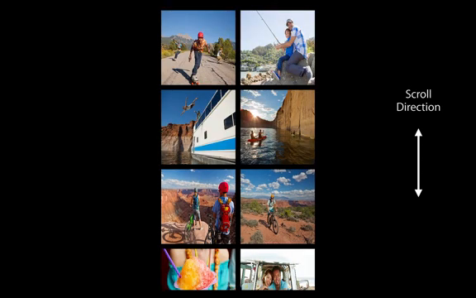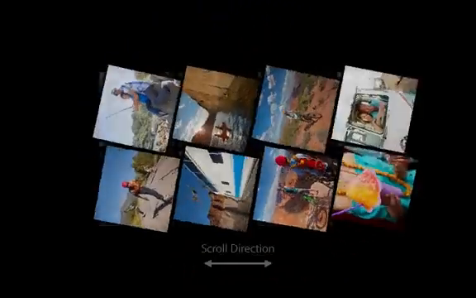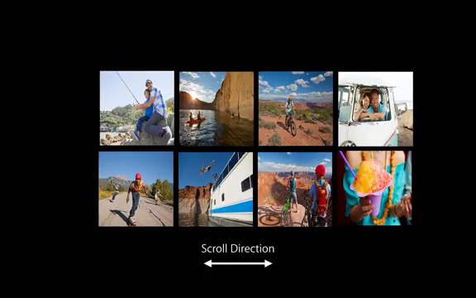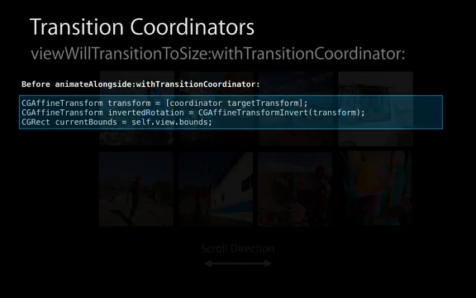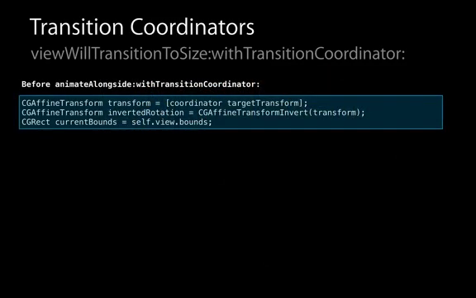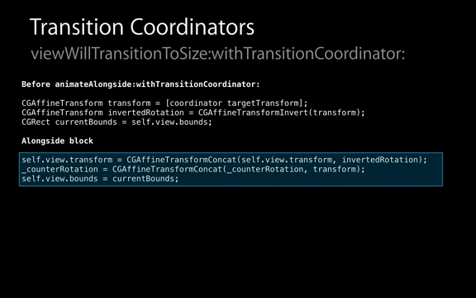Maybe I don't want the collection view controller's view to rotate at all, and I want to apply the counter transform on each of the cells. Something like that. So this would be a great time to use view will transition to size. And let's see how that would look. The first thing that you do is you get that target transform that I was talking about. And we're going to invert it. And we're going to grab our old view bounds and set things up for our transition coordinator.